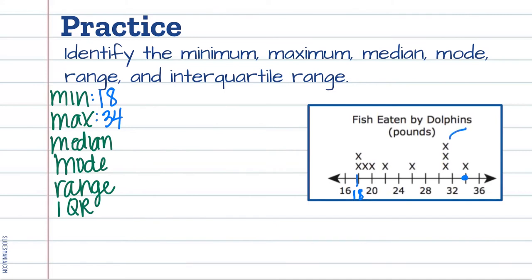My mode, which has the highest frequency, is right here, and that's in between 30 and 32, so that gives us a value of 31 for the mode. I can calculate my range very quickly because it will be 34 minus 18, which is 16.